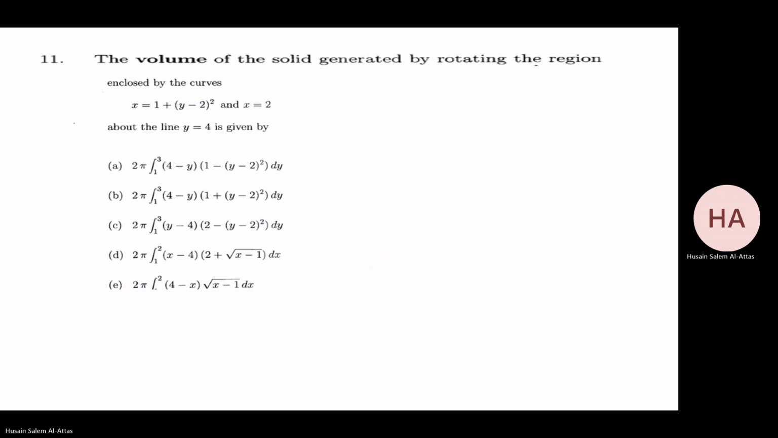This one, thinking about the line, this. So it's ready. Let me draw the function. It's a parabola that opens to the right, and the vertex is 1 and 2. And it opens to the right.